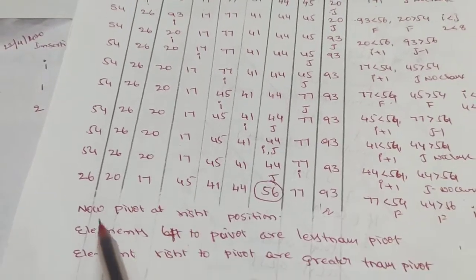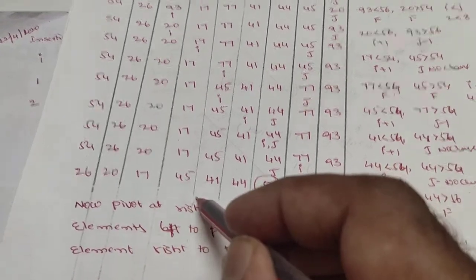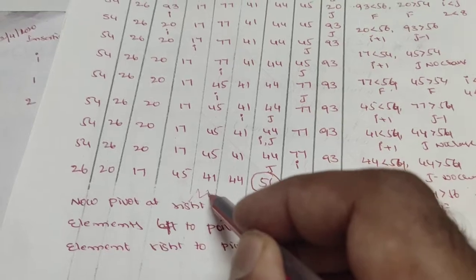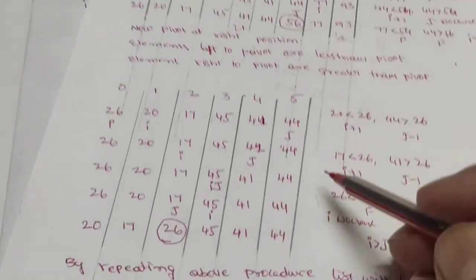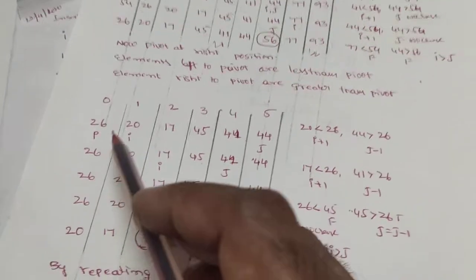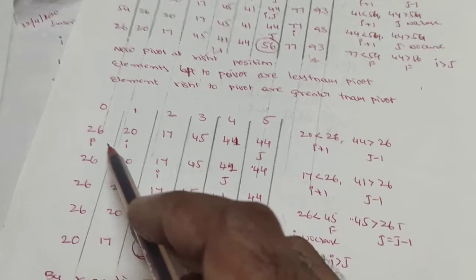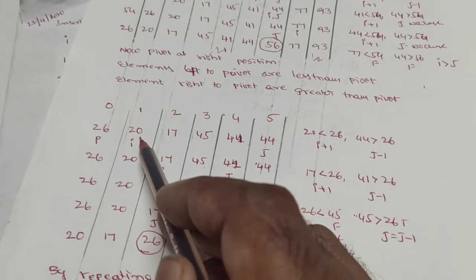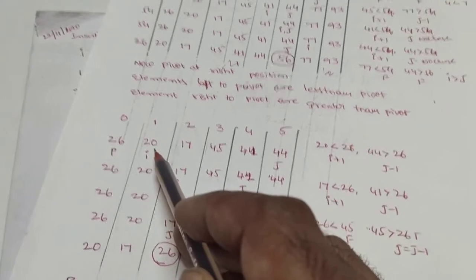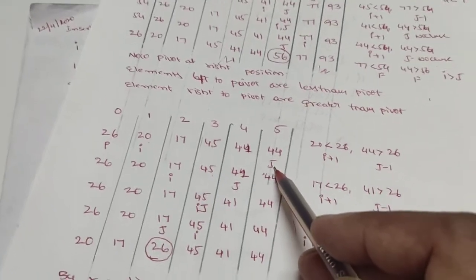And the remaining elements 26, 20, 17, 45, 41, 44 are divided into the other sublist L1. Now we can apply the same procedure for this sublist L1, and again these are the elements in the sublist L1. I consider 26 as the pivot, and i is the left index pointing to the first element in the sublist, that means 20, and j is at the last element of the sublist.